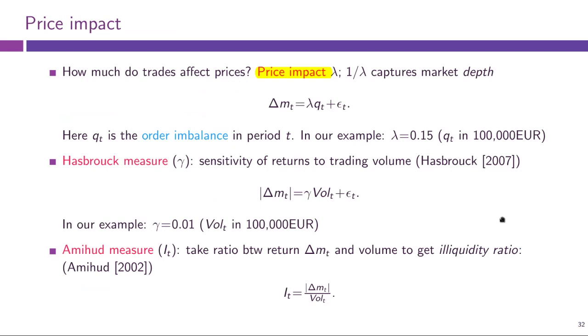So, okay, this is price impact. This is one measure you can use. Another measure is the Hasbrouck measure. As you can see, this Hasbrouck measure is almost exactly the same, but you measure the sensitivity of the price to trading volume rather than trading balance. Trading volume is more or less the same variable if you look transaction by transaction, but it is unsigned, right? So here we do not see whether any given trade was a buy or a sell.